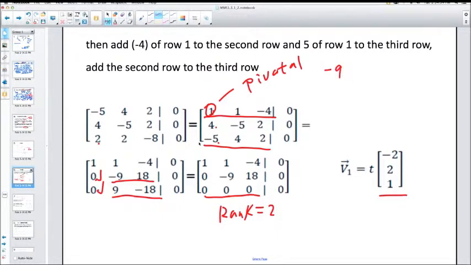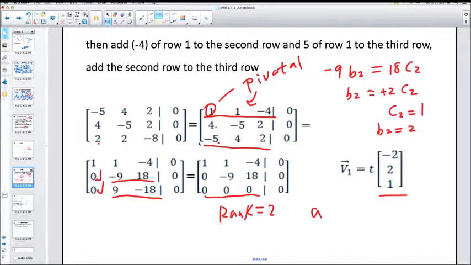The second one is negative 9 B2 equals 18 C2, and then B2 equals negative 2 C2. I will let the C2 positive, C2 equal 1, then B2 equal 2. Now go back to the first equation. We got this one, A2 plus B2 minus 4C2 equals 0.